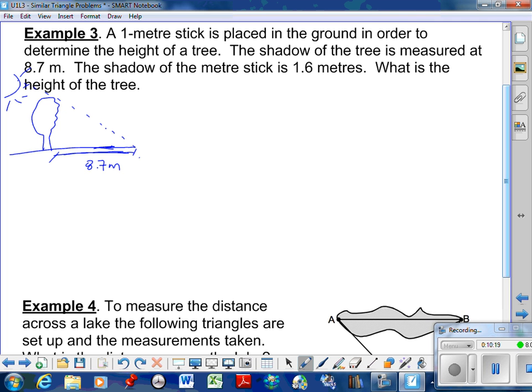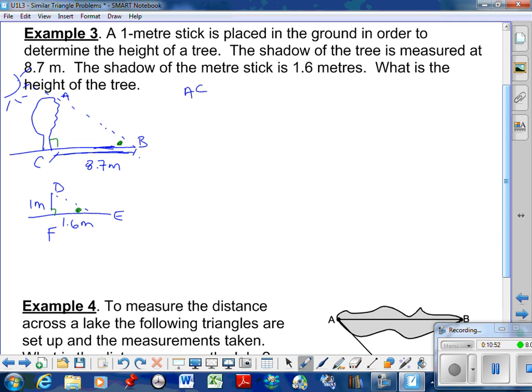So that's 8.7. So if I was to put the meter stick in the ground, it would cast a shadow as well, and it's 1.6 meters. And it's a meter stick, so it's 1 meter tall. So again, both objects make 90 degrees with the ground, and the angle of the sun is shared. So there are my two triangles. So I'd have triangle ABC and DEF.